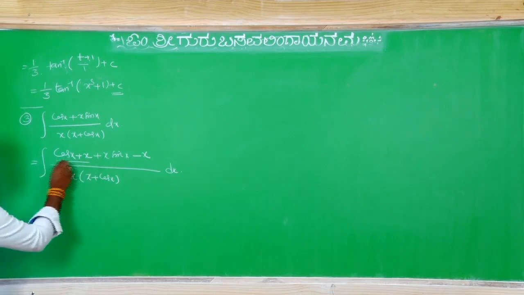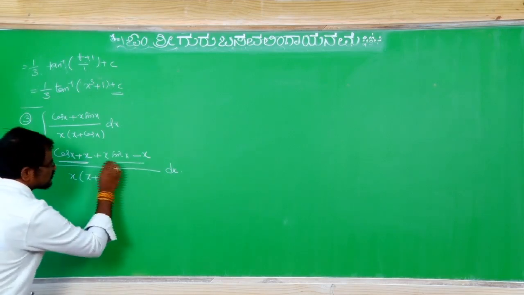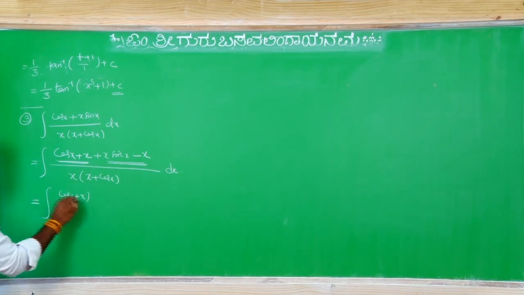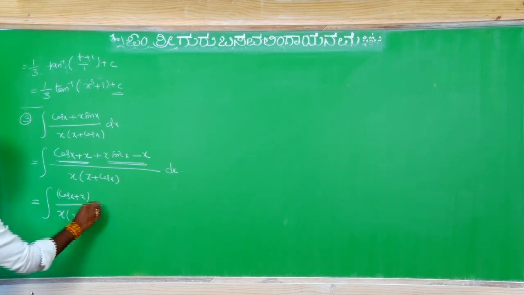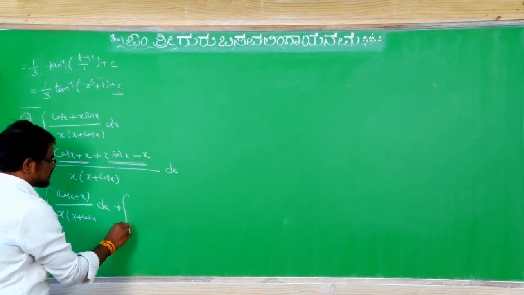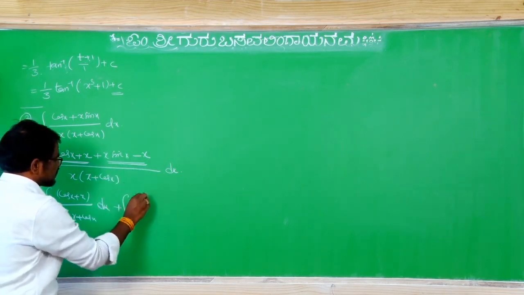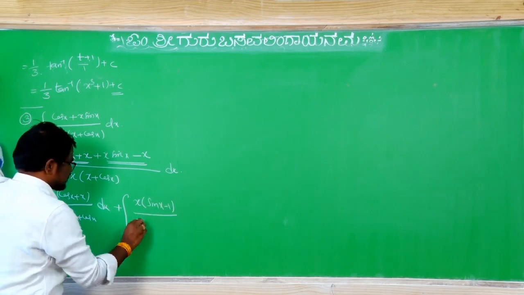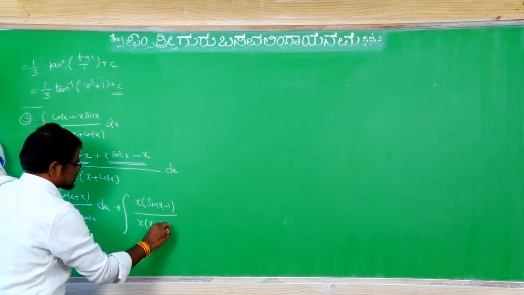These two in one place and these two as another term, so split the terms by taking this as the first term and this as the second term. That is equal to integration of cos x plus x divided by x into x plus cos x dx. This is the first term, and the second term is plus integration of, here in these two x is common, sin x minus 1 divided by x into x plus cos x dx.